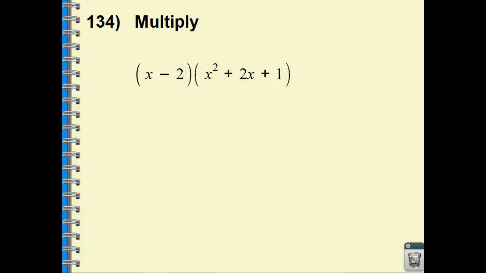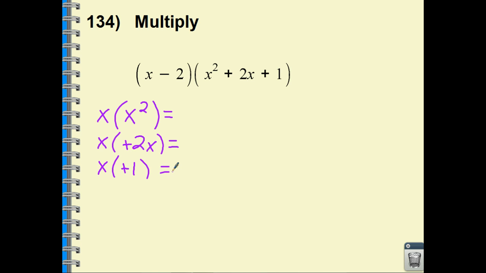All right, number 134. We are going to use the distributive property. Let's take the first term x, multiply it by each term of the trinomial. So we have x squared, 2x, and 1. And then we're going to take the second term in the binomial and distribute it to the trinomial also. So that's negative 2 multiplied by each term.